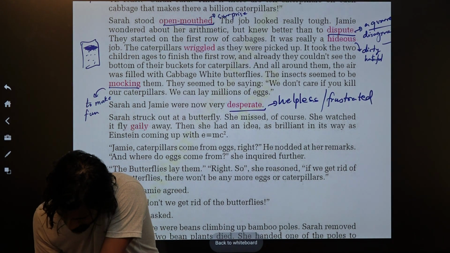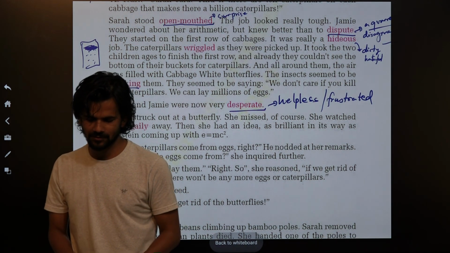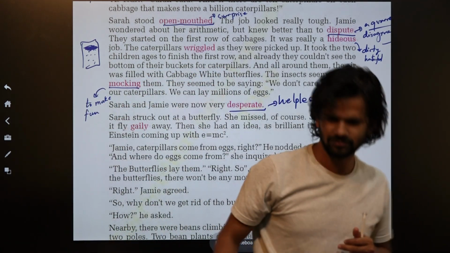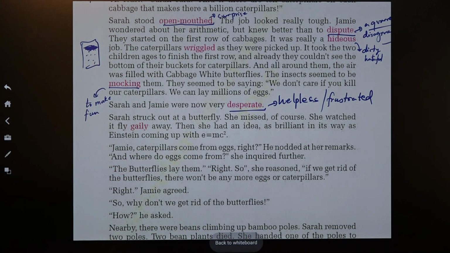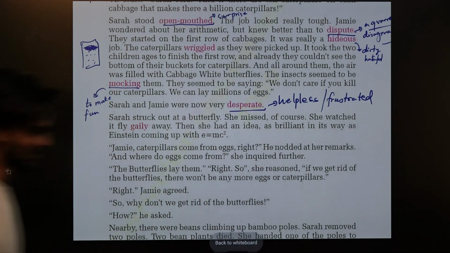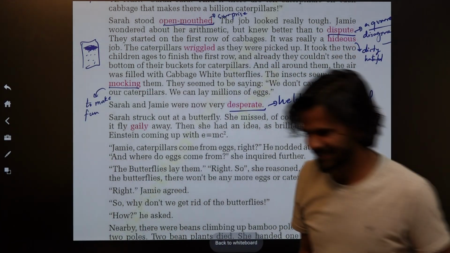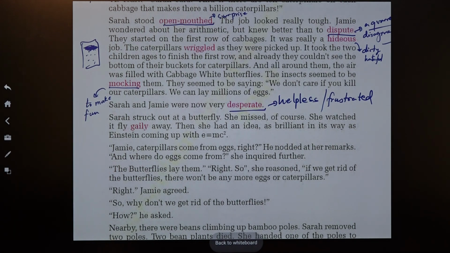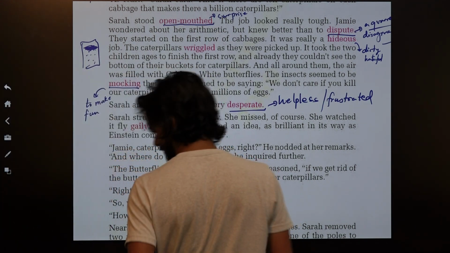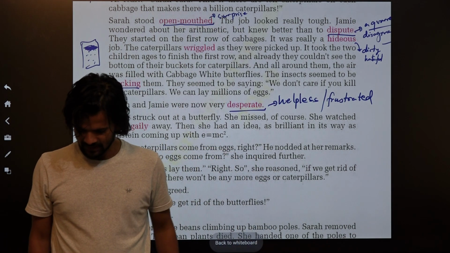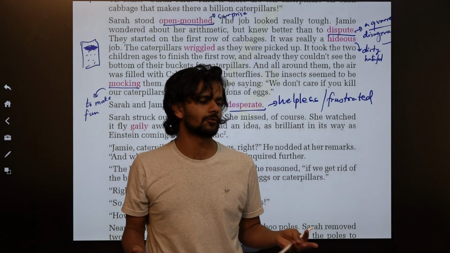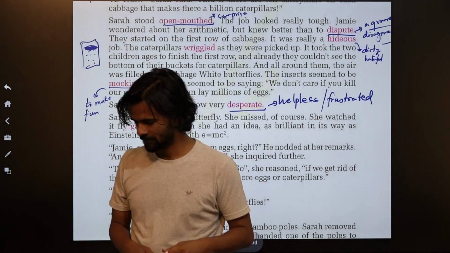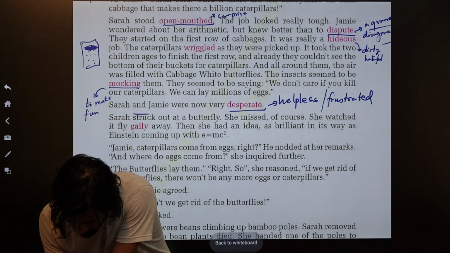Sarah struck out at the butterfly. Struck means to hit. Like I have a stick here. If I get this stick, I can strike somebody who is sleeping like this. So Sarah, what did she do? Struck out at the butterflies, probably with a stick. She missed. Of course, butterflies are going to fly away. Struck, to hit.